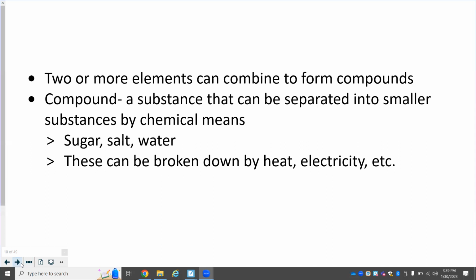And these have to be broken down by chemical means. They have to be heated or burned, or have electricity run through them, something like that, that will actually sever and break apart that bond.